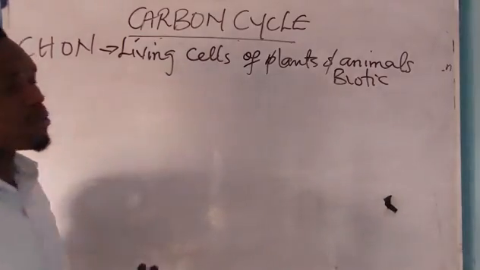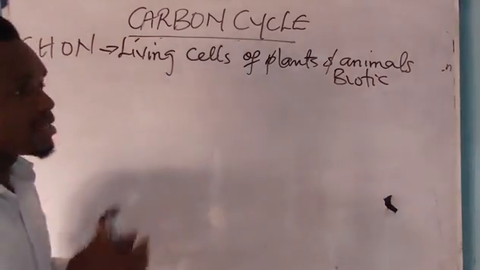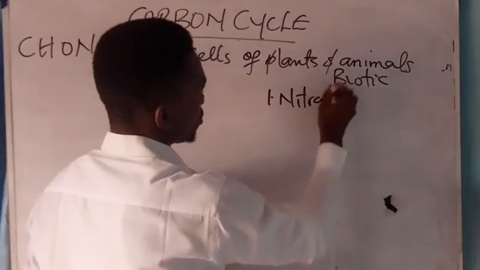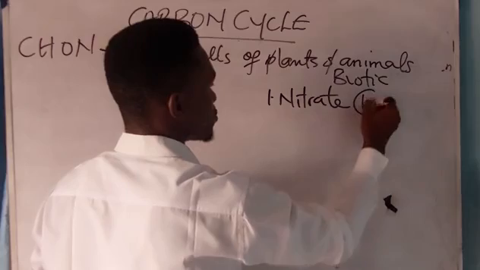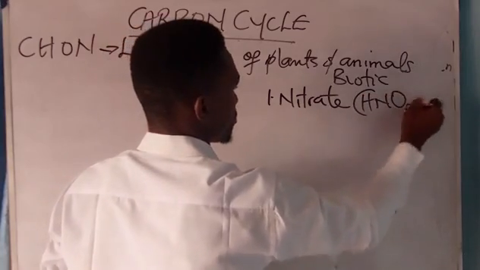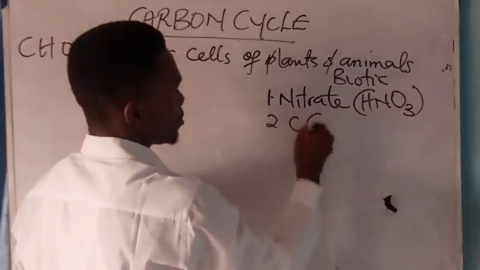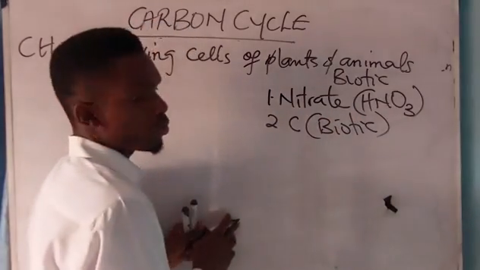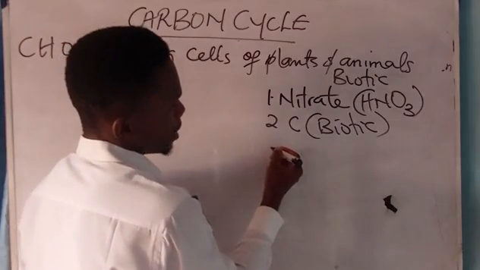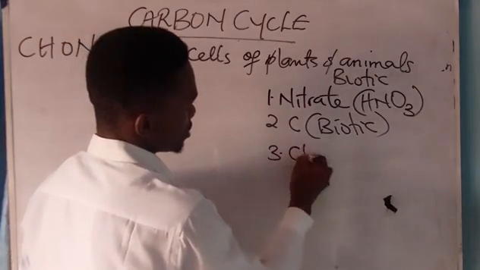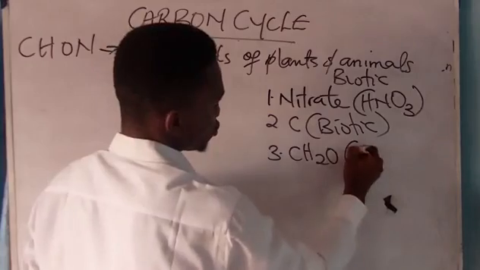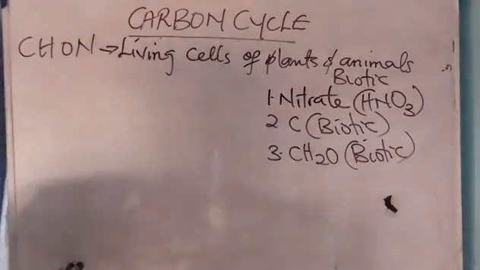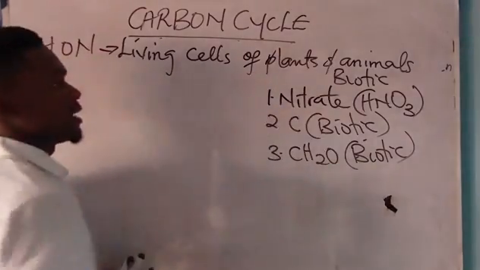What are some examples of elements or compounds that are biotic? One, nitrate. I told us in the initial class that nitrate is biotic, which is HNO3. Then carbon is also biotic. Then sugar, which is CH2O, is also biotic. Take note of that. These are biotic entities.